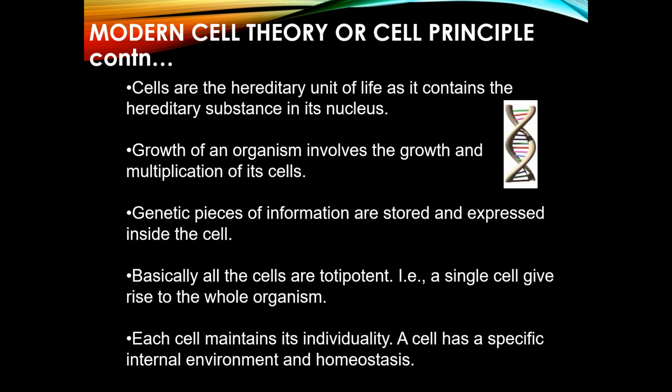This genetic information is stored inside the cell, and it is expressed there only, right? And basically all cells are totipotent. Totipotent means one single cell can give rise to a whole organism, right? For example, they made the sheep Dolly from one single cell of another sheep. Each cell maintains its individuality. It has a specific internal environment and homeostasis. So this all makes the cell principle.